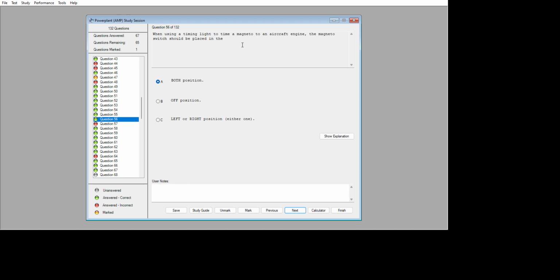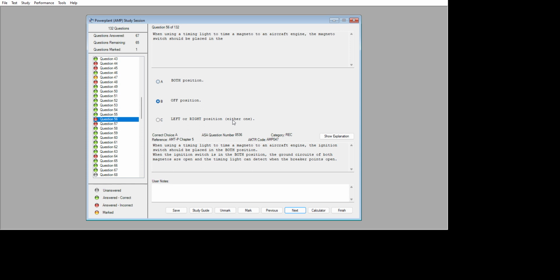When using a timing light to time the magneto of an aircraft engine, the magneto switch should be placed in the mode position.